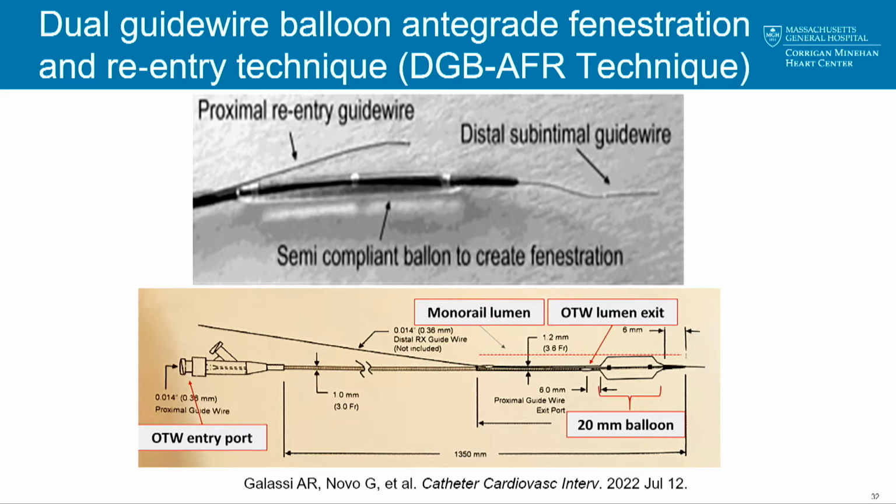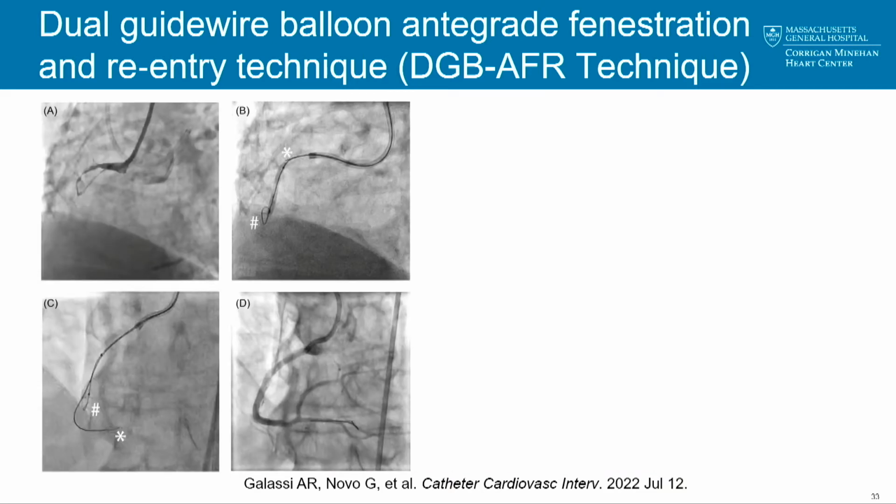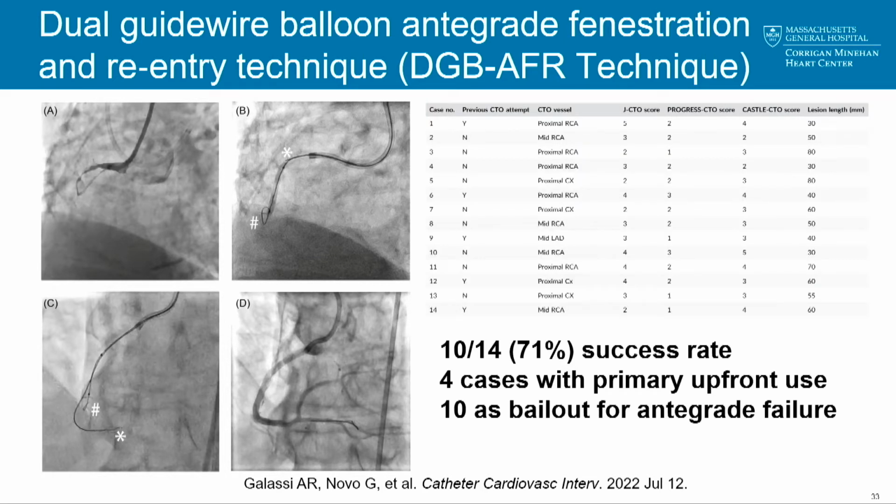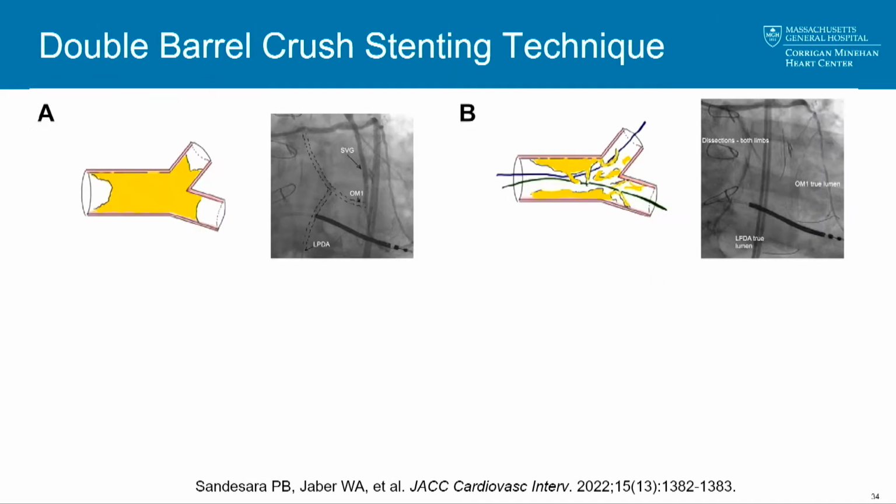Galassi et al. have come up with a device essentially where the balloon as well as the wire can be done on the same system, where a semi-compliant balloon is inflated in the subintimal space, which is on the RX portion, and then there's an over-the-wire port where you can use your reentry wire. This was published in CCI just last week, and what they found was essentially that they had a 71% success rate for the case. They had 14 cases in this case series, 4 of which were with primary upfront usage, 10 of which were with bailout for antegrade failure.